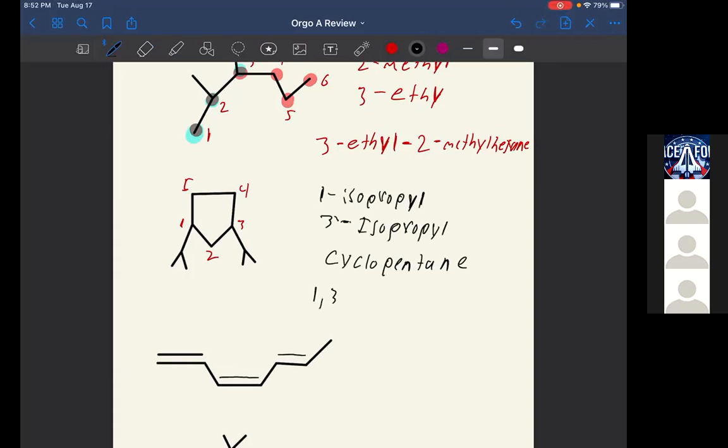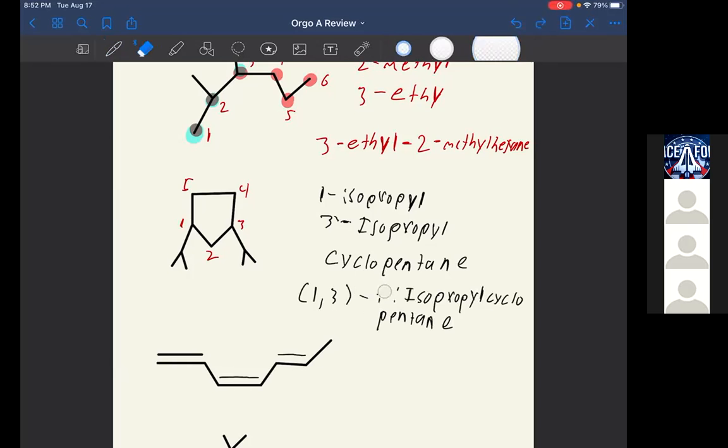So this would be 1, 3, tri, iso, propyl, cyclo, pentane. Does that make sense? Try di, my bad, not tri, di, because there's only two. Because if there's more than one repeating substituent, you have to label it. So it'd be 1,3-diisopropyl cyclopentane. Does that example make sense to everyone?